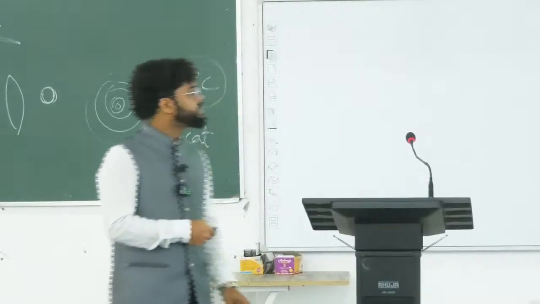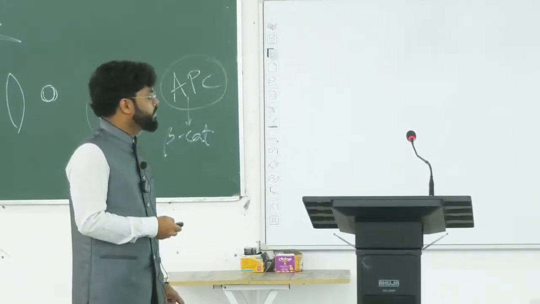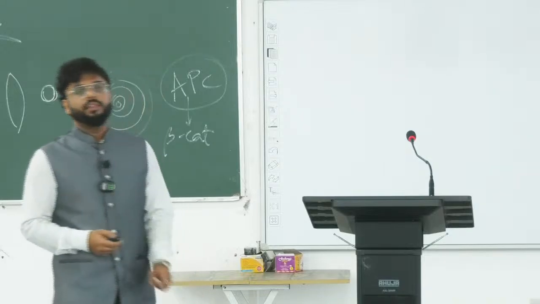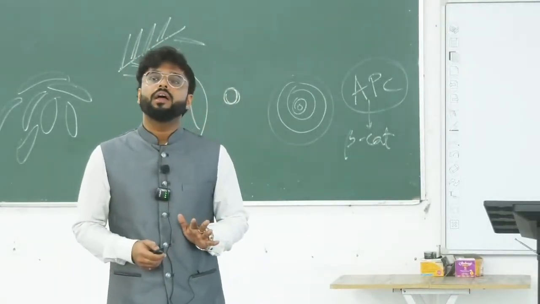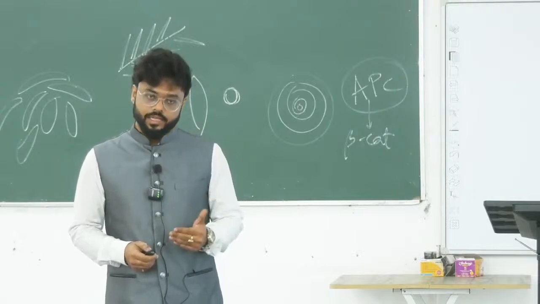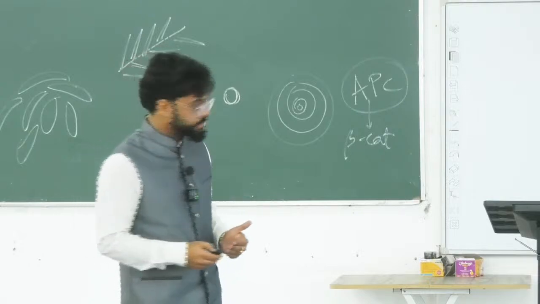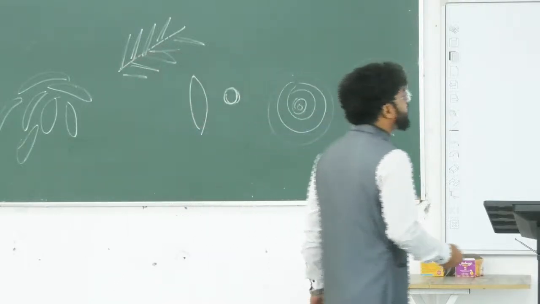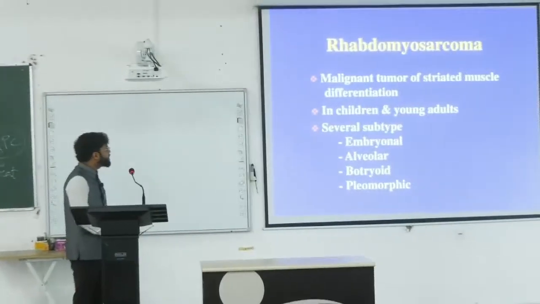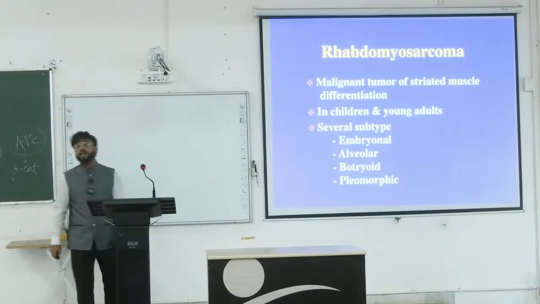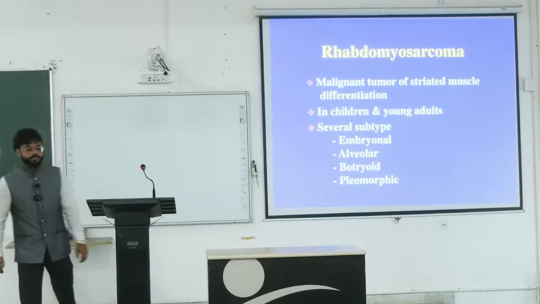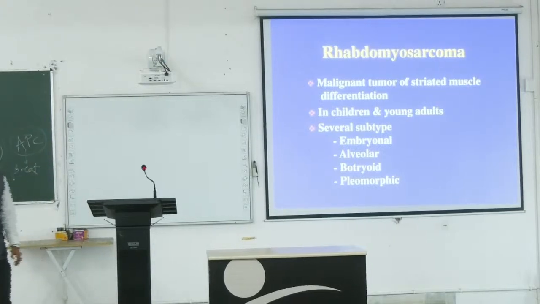Okay, first is smooth muscle tumor, rhabdomyosarcoma, the most important type for you. This is usually common in the early age group, that is less than 15 years. There are several subtypes: embryonal, alveolar, botryoid, and pleomorphic. Among them, embryonal, alveolar, botryoid type is common in less than 50, but pleomorphic is usually seen in the adult age group.